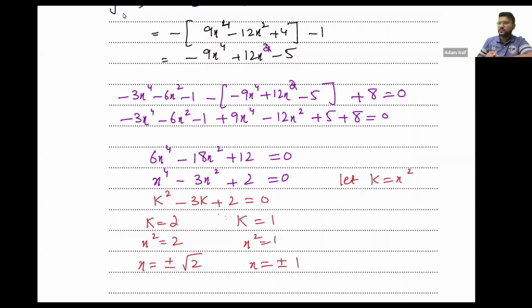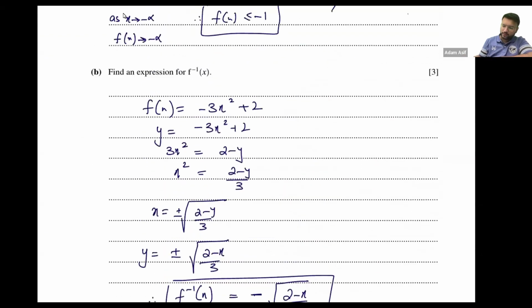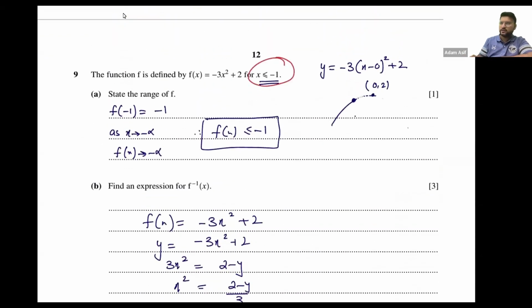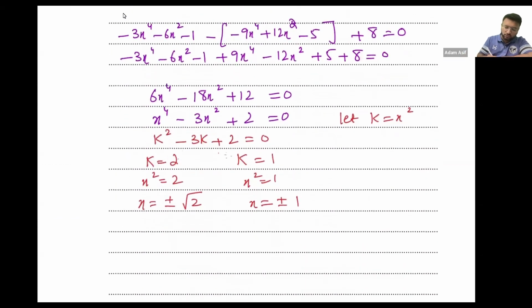But are you going to be accepting all the 4 answers? No, because the domain of g, the domain of f, what is it? So you need the values that are less than or equal to minus 1. So the only answers would be minus root 2 and minus 1.